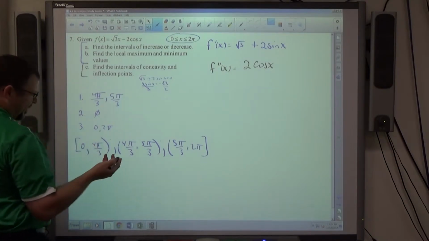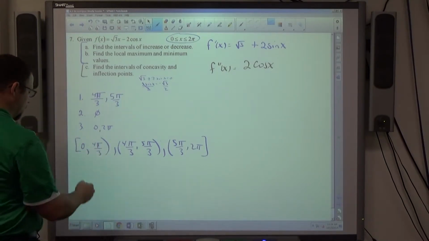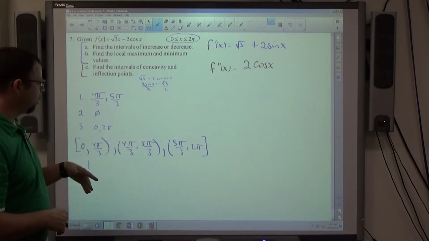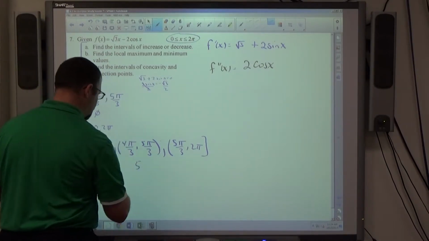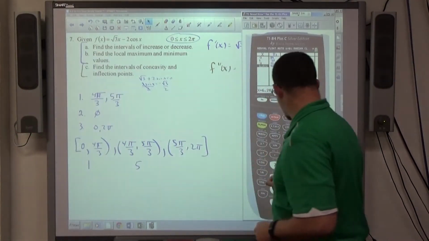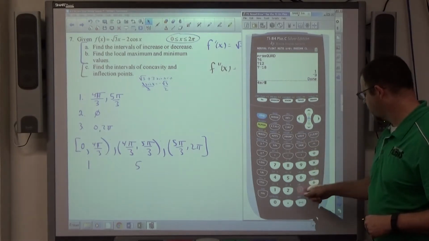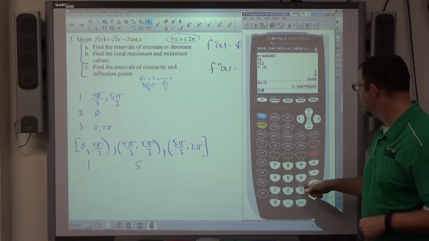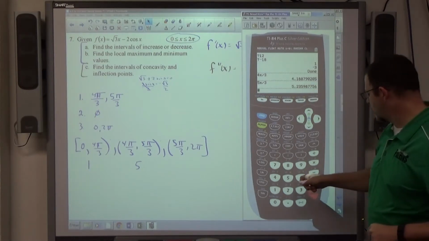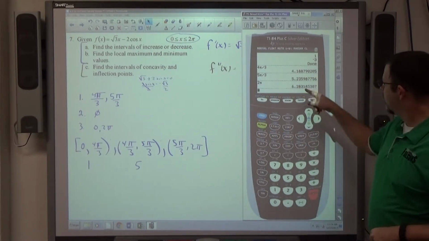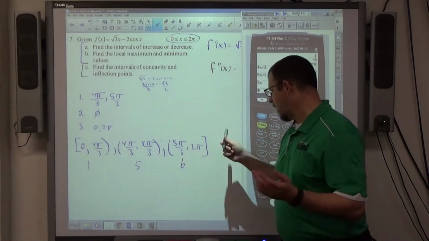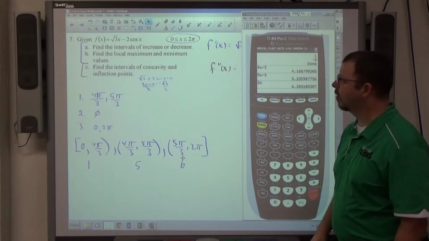And 4 pi over 3 is a little bit bigger than 4, so 1's between 0 and 4 pi over 3. A little bit bigger than 4, a little bit bigger than 5, so maybe 5. If you're not sure what these equal, if you come over here and type in 4 pi over 3 and 5 pi over 3, get some decimal approximations, you can see very clearly 5 is between those two numbers. And of course there's 5 pi over 3, there's 2 pi, 6 is obviously between those two numbers. I like picking whole numbers when I pick these if I can, so I'm going to do that.